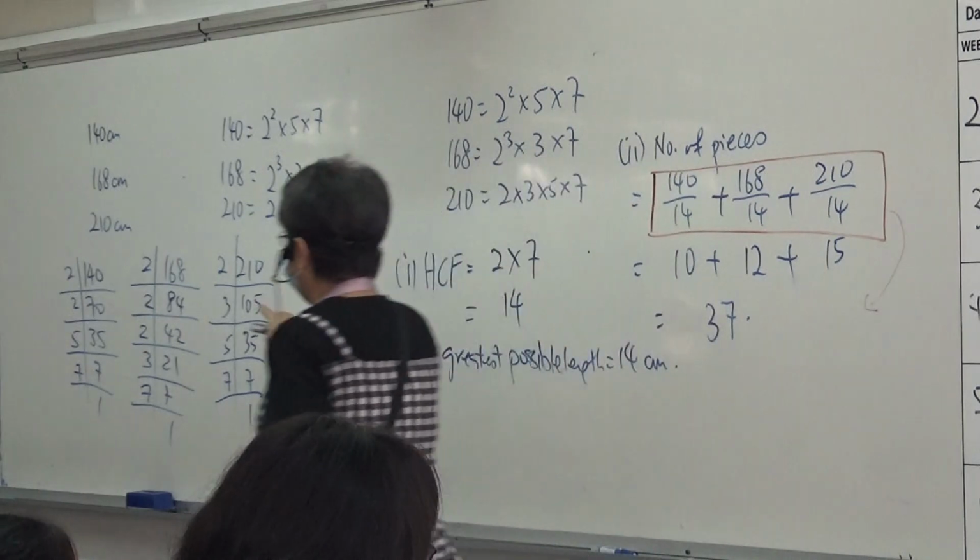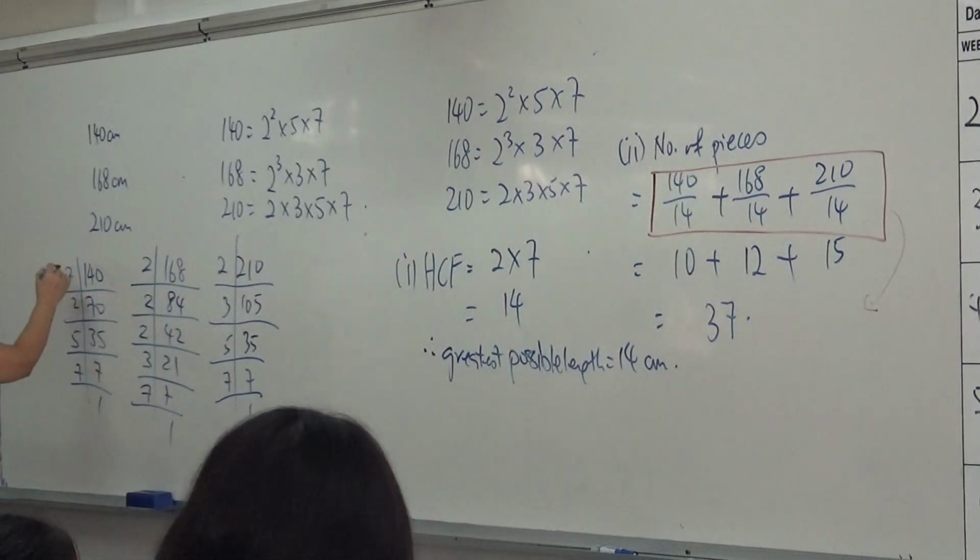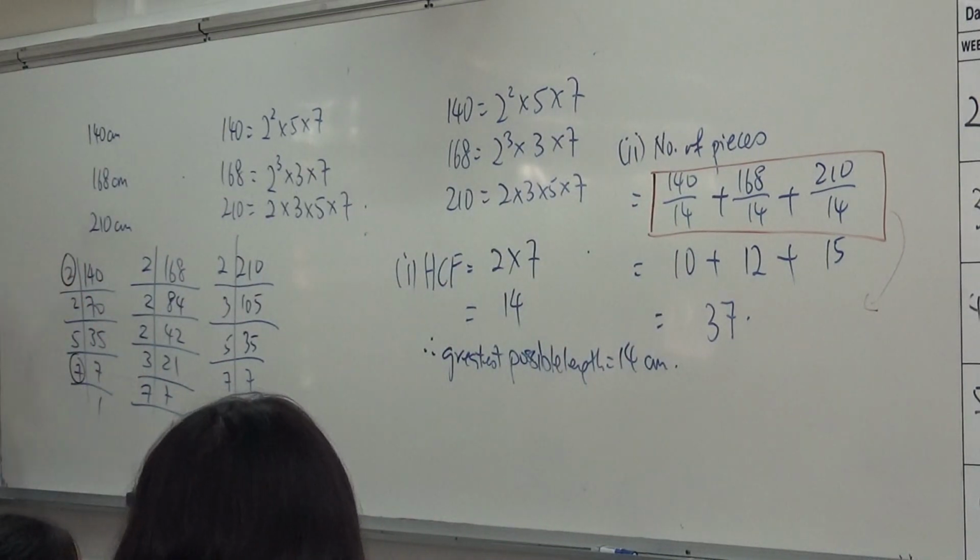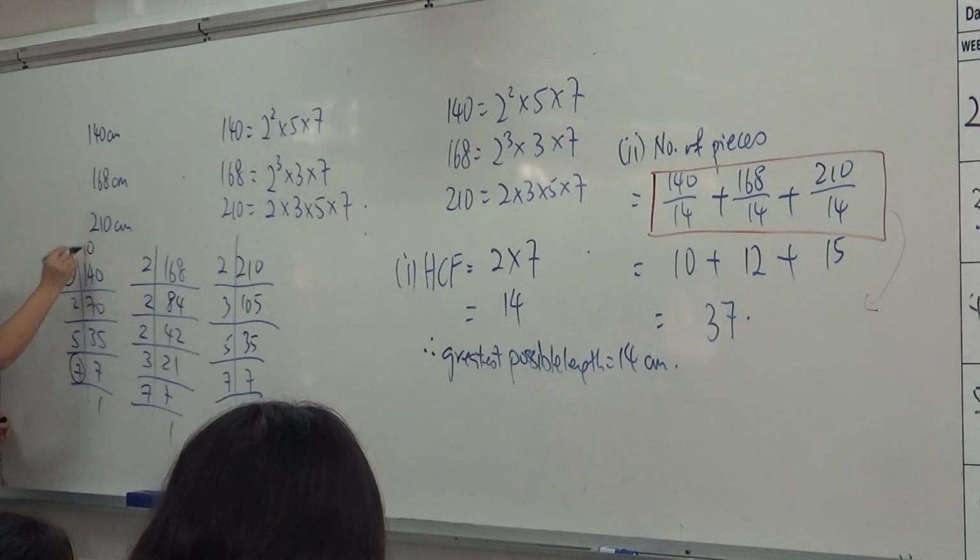Okay, now, all of you get 140. Can you see 2 and 7 will give me 14? So this one will give me 10 pieces. Can you see?